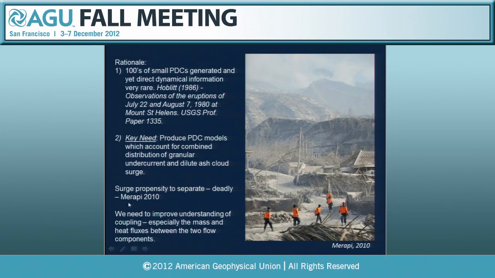And we're particularly concerned about the surge's propensity to separate or to detach. Obviously, this has often been deadly, most recently Merapi 2010. So we really need to improve our understanding of this coupling, especially when it comes to the mass and heat fluxes between that dense basal undercurrent and the overriding ash cloud surge.